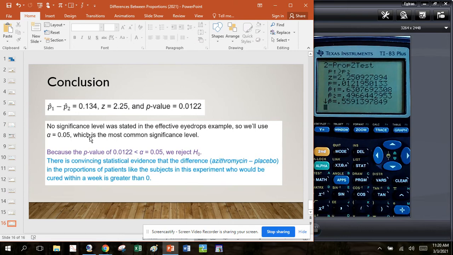Anyway, get the practice at this. That's all the testing that we're going to do, with the exception of categorical testing a little bit later on. But the hardest part is going to be recognizing which test to do and when to do it. So for right now, just practice finding the confidence intervals and also testing for differences of proportions. If you have any questions, please reach out to me.